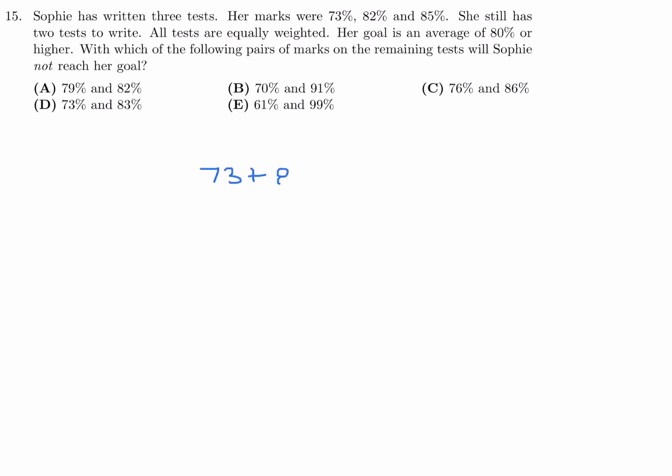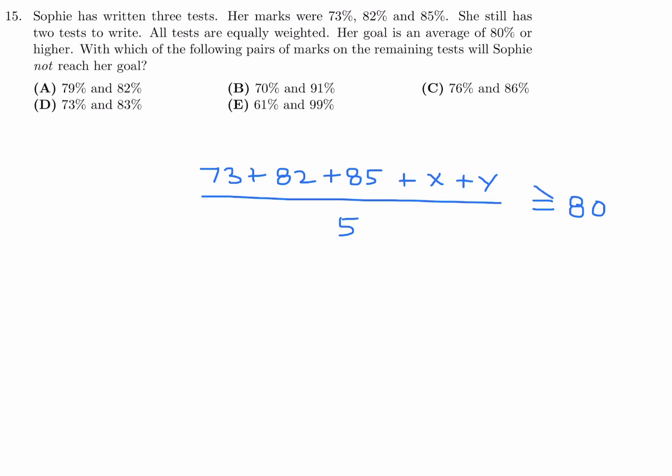73 plus 82 plus 85, and then her next 2 tests, let's call them x plus y. That average, she wants at least 80. Okay? So greater than or equal to 80. So if I do this math here, I get 240 plus x plus y, and if I cross multiply, I get 400. So that means x plus y has got to be greater than or equal to 160. So the two tests have to add up to at least 160.